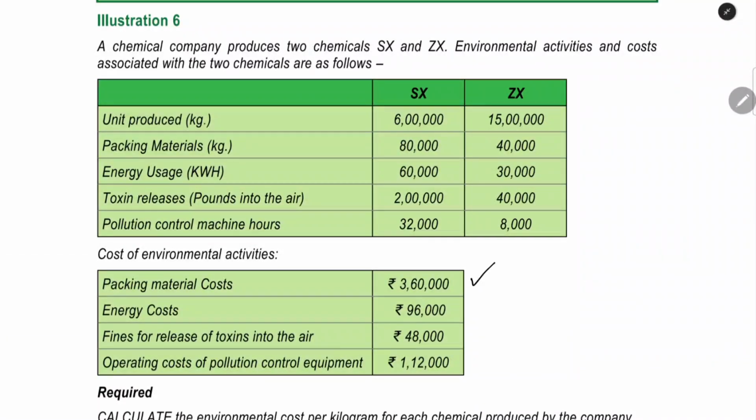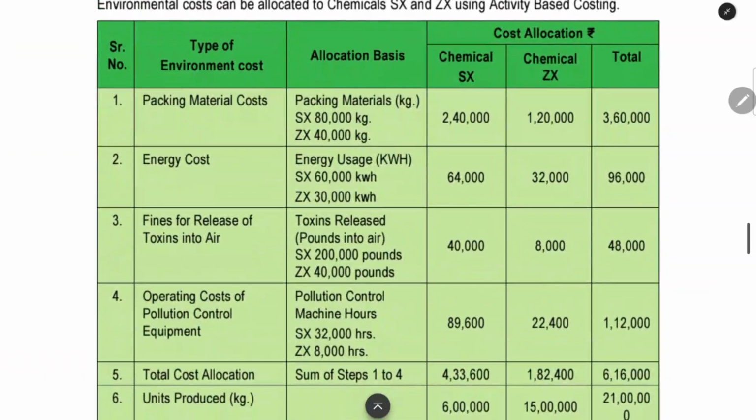Packing material cost, we can allocate on the basis of packing materials usage. Energy cost, we can allocate on the basis of energy usage. Fines for toxin release. You are paying a fine for releasing the pollution. That you can allocate based on the amount of pollution cost. The operating cost, you can allocate based on the pollution control machine hour. Now, that is what they have done here.